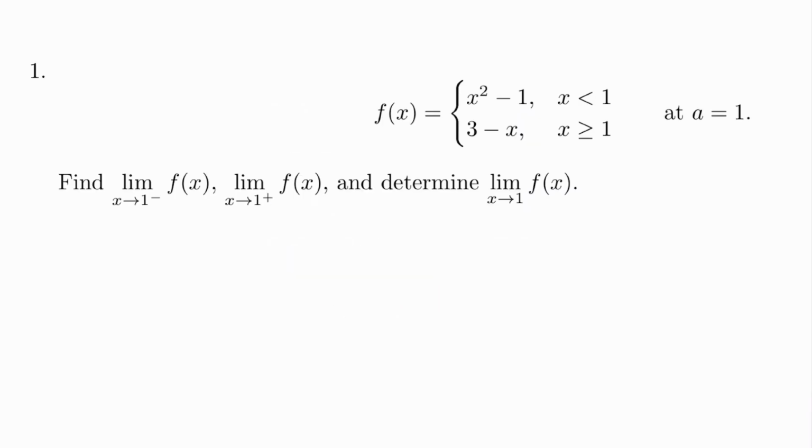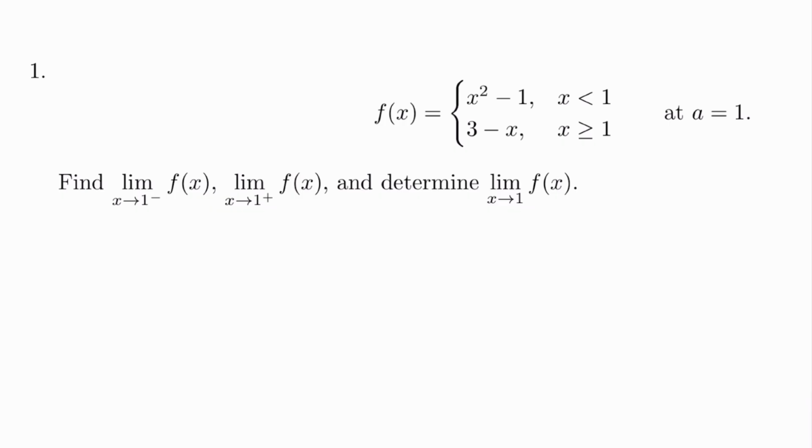So for our first problem here, we've got a piecewise function f of x, where if x is less than 1, then f of x is x squared minus 1, and if x is greater than or equal to 1, then f of x is 3x minus 1. We are looking at the point where a is equal to 1, and we are trying to find the left and right-handed limits, and then determine the limit as x approaches 1 of f of x.